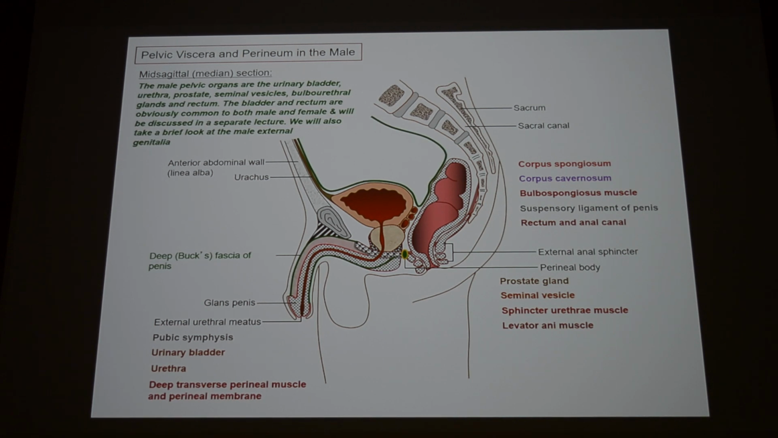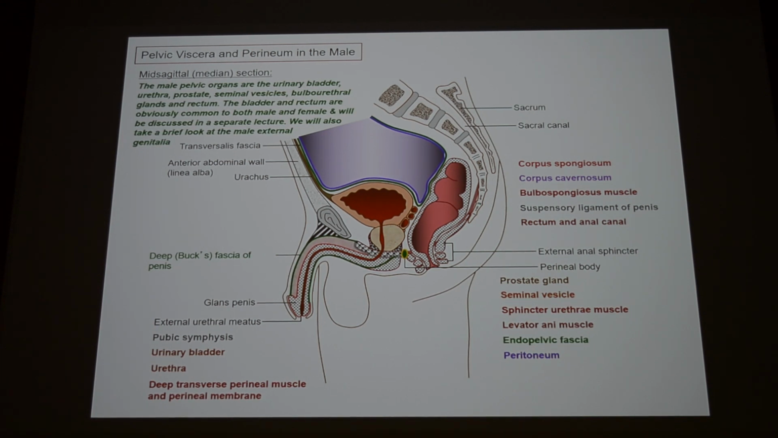So now this is my endopelvic fascia, and then I have the peritoneum. And this is our peritoneum. It covers, these are the relations of the peritoneum.